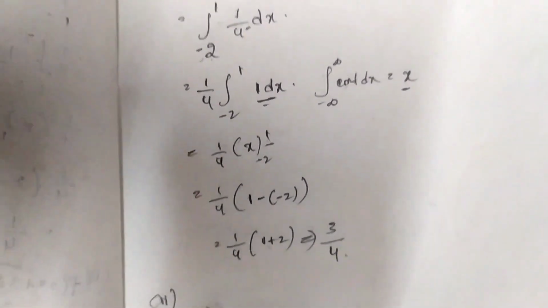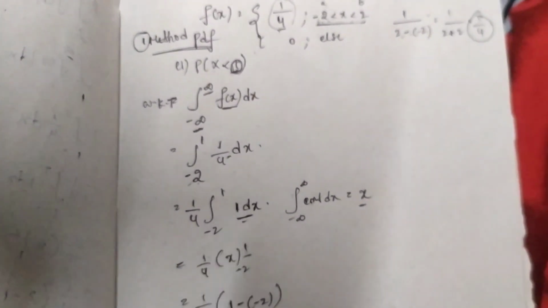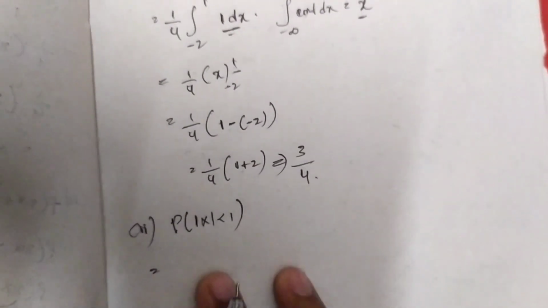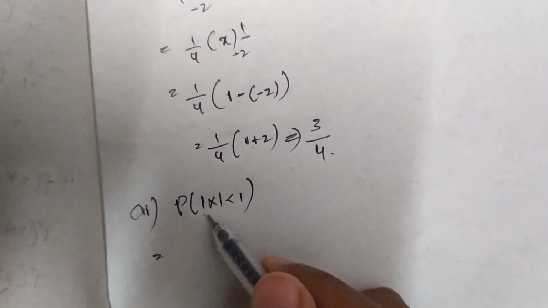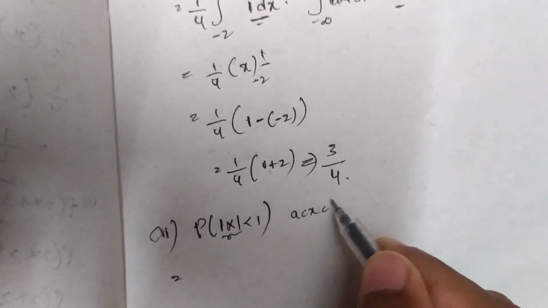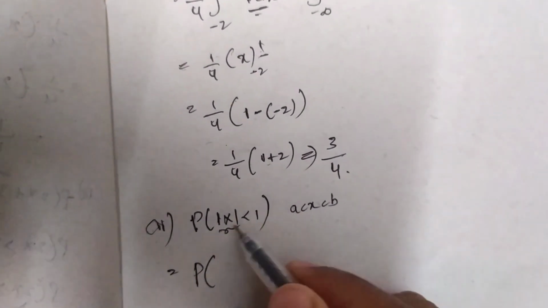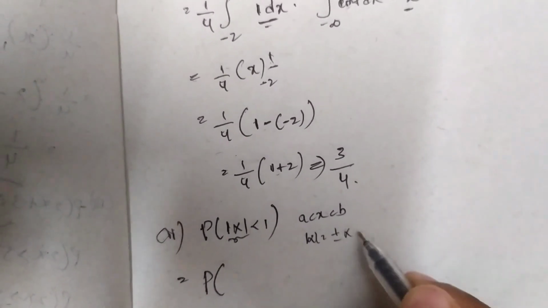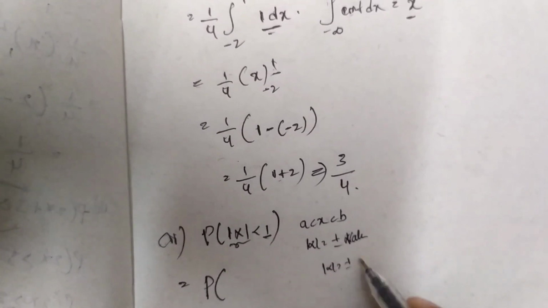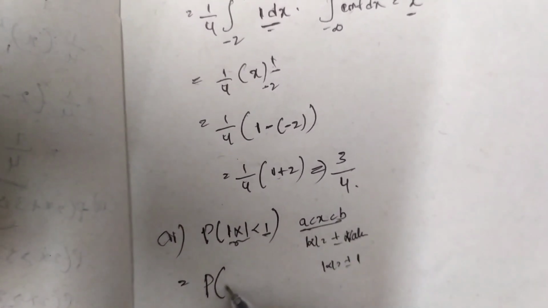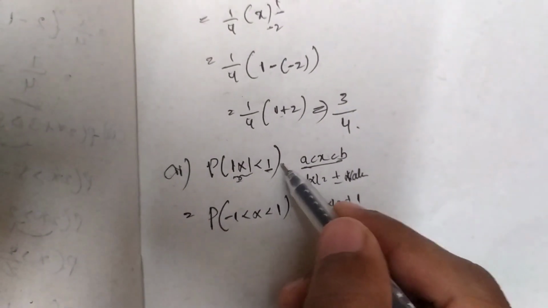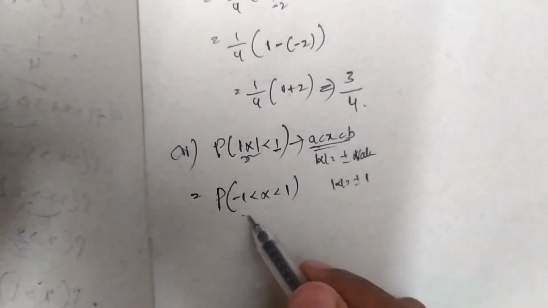Second one we have to find out: P of mod x less than 1. We know the key point that if we have a mod type, we have to change this into a less than x less than b form. So mod x means plus or minus x value. Here the given value is 1, that is mod x equals plus or minus 1. We take it in this type: minus 1 less than x less than 1.